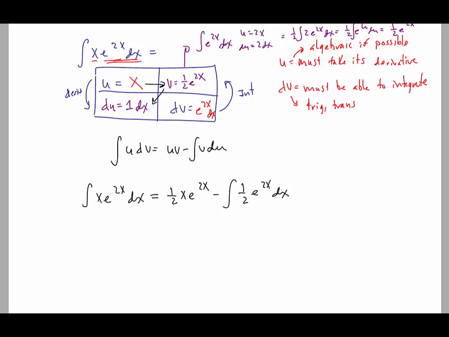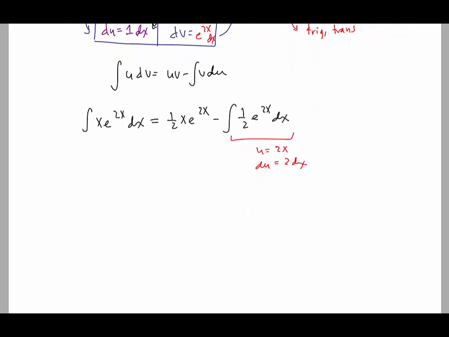Now, I'm not quite done yet because I still have an integral sign on the right. So now my next step is to integrate this piece. This is just a straightforward u substitution now. U is 2x, du is 2 dx, and we'll take it from there. So again, don't drop any of your work. Make sure you drag it all along because sometimes it's needed.